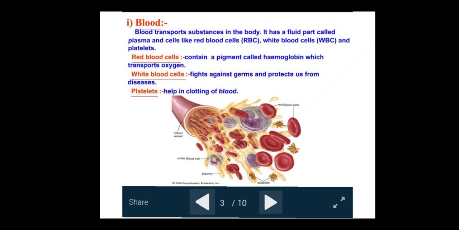Now why is it red blood cell? It consists of a pigment called hemoglobin which transports oxygen. We must know that because of the presence of hemoglobin in our body, our blood looks red.